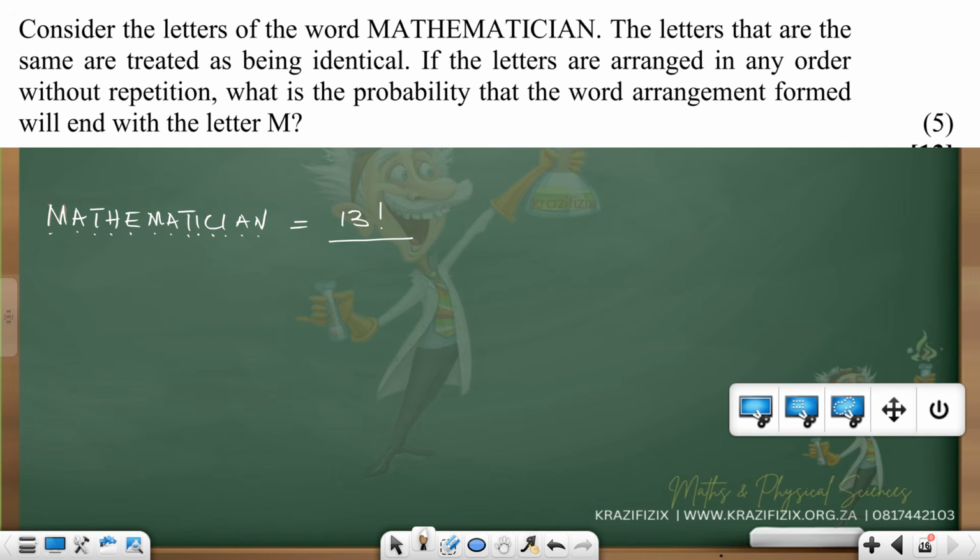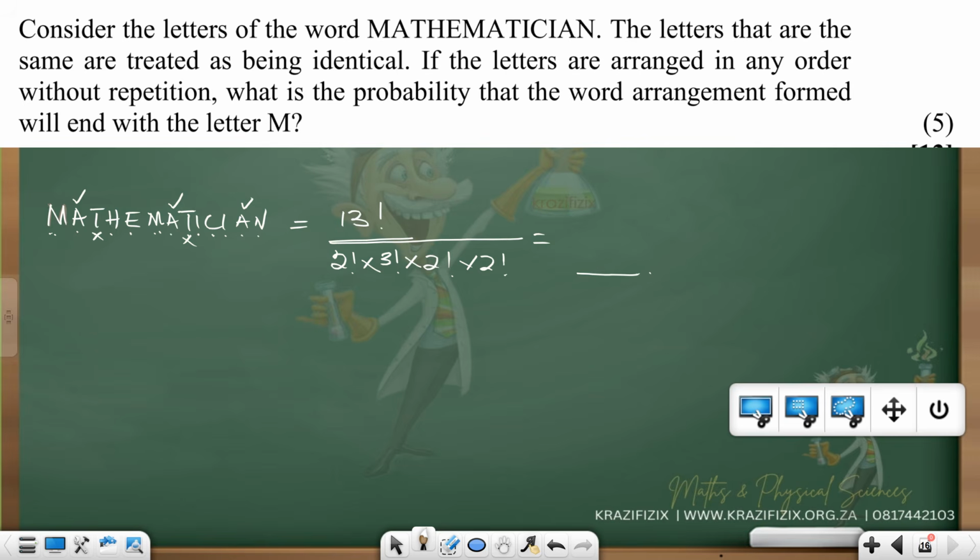How many M's do we have? 2 M's. How many A's? 1. Stop lying. 1, 2, 3. 3 A's. What other letter is repeated? How many T's? 2. There's only one H, right? E, I. How many? 2. You put this in a calculator and you get an answer. That's the basic entry level. Whatever is repeated is a denominator and you divide. Basically, you are removing them.